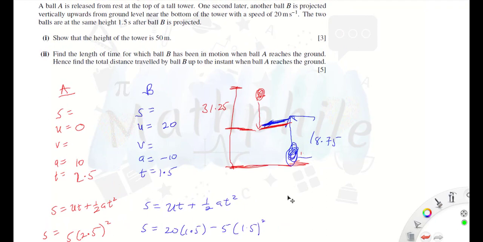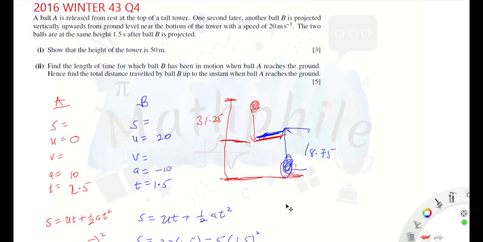Now the second question, moving on to question 7, because it's quite interesting.